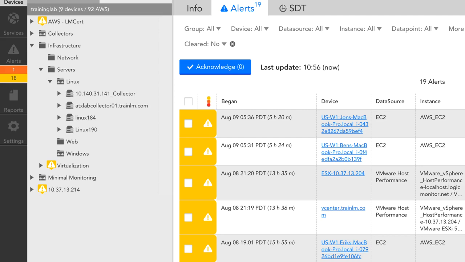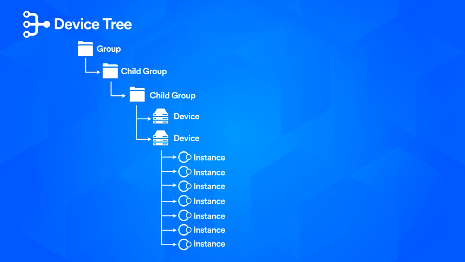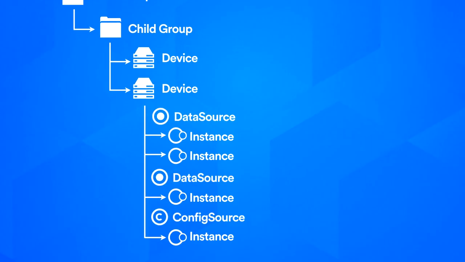Let's take a look at how the tree is structured. The organization is based on groups, which can contain multiple levels of child groups, and then below that you have devices, which are the things you're monitoring. Each device consists of many individual monitored components, which are referred to in LogicMonitor as instances. The instances for a device are determined by the logic modules in the account that are applied to the device. So when you're viewing one of your devices, you'll see instances grouped based on data sources.